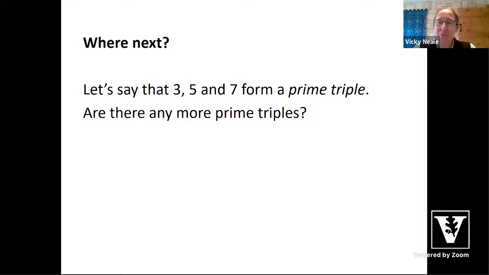So this is a warm-up problem for you. The twin primes conjecture is quite hard. This is a more approachable problem. So the problem for you to think about is, are there any more of these prime triples? So I will let you think about that.